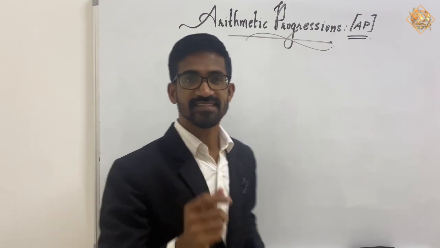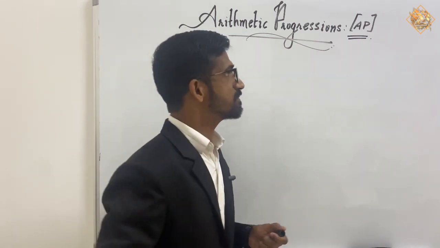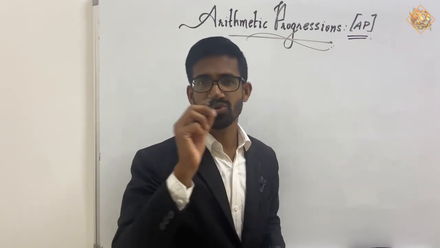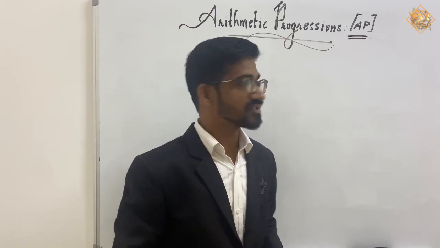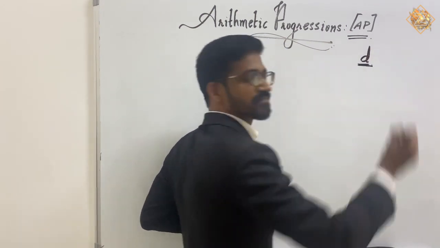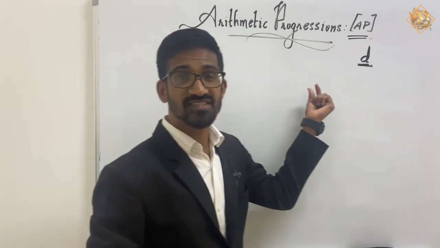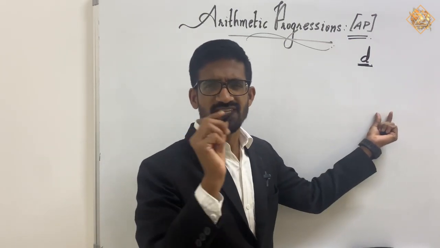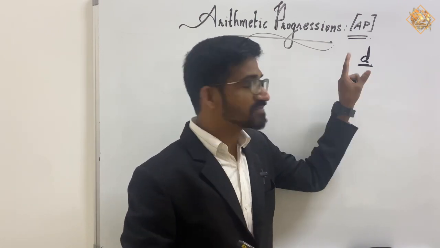Arithmetic progression is a sequence of numbers in which each term is obtained by adding a fixed number to the preceding term, and the fixed number is called a common difference. It's denoted by the letter D. Hope it is clear. Each term is obtained by adding a fixed number to the preceding term except the first term.